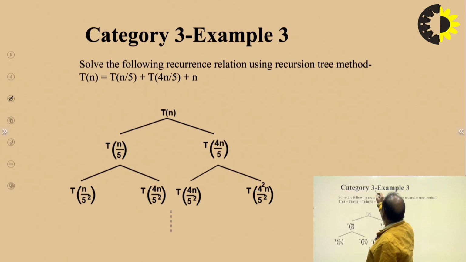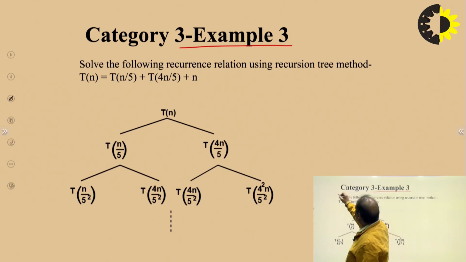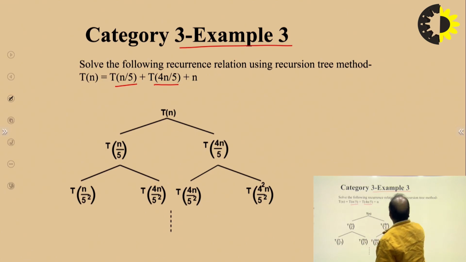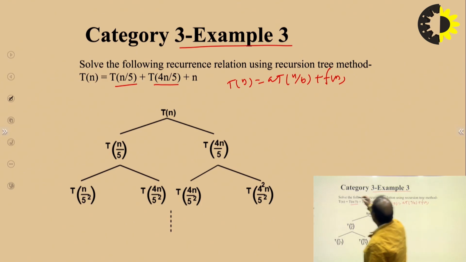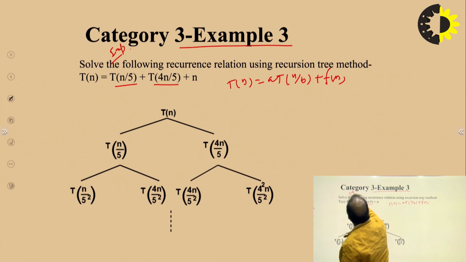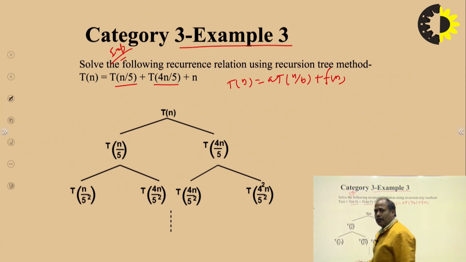So let's understand category 3 of the questions. This is important when there is uneven partition. Look here, it is not similar to T(n) = aT(n/b). This is not that kind of recurrence. This is an important category of question. So this is uneven partition, especially very useful when we are analyzing the quick sort algorithm. So this is T(n/5) plus this plus this.